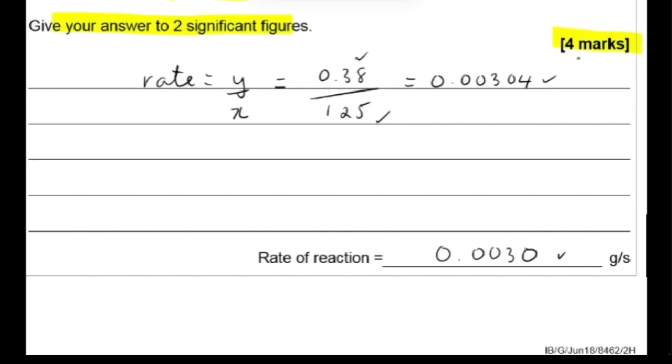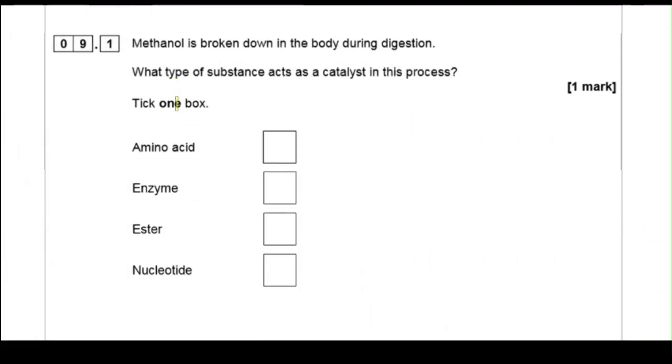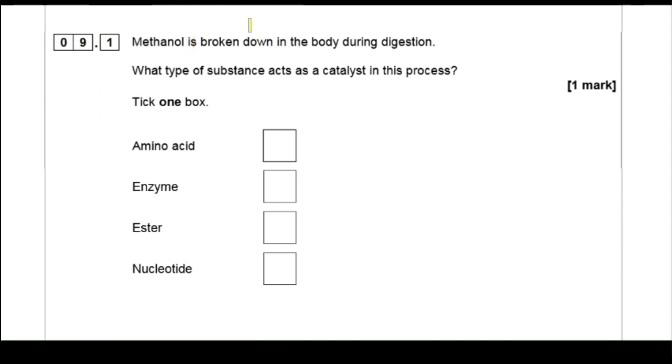This question is about methanol. 9.1. Methanol is broken down in the body during digestion. What type of substance acts as a catalyst in this process? Now, if you look here, you've got to tick one box for 1 mark. There are 4 on offer. We should know from our biology and chemistry combined that in biology, enzymes act as a catalyst. So put a tick in the enzyme box for 1 mark.